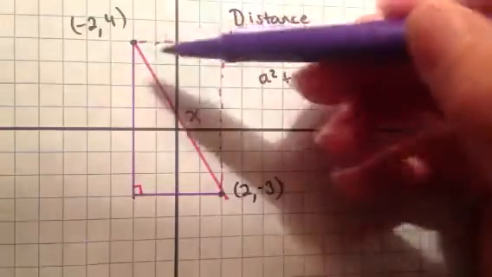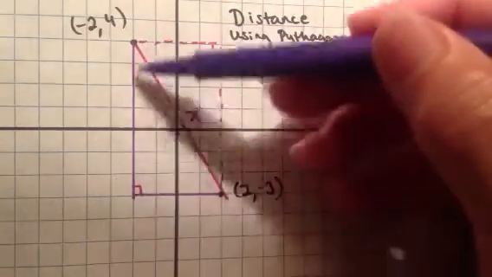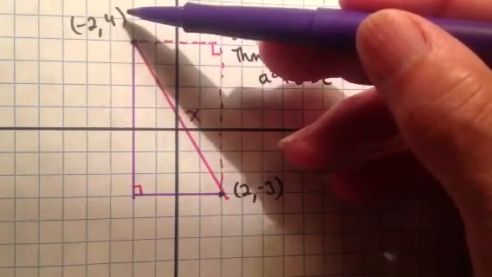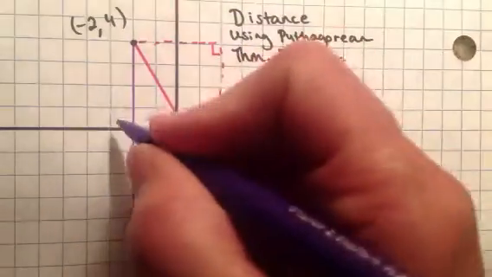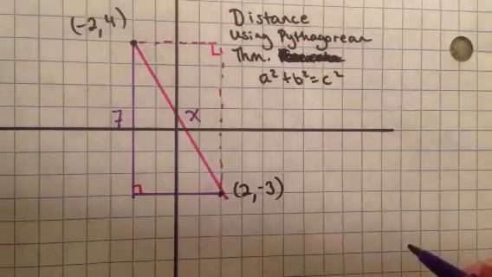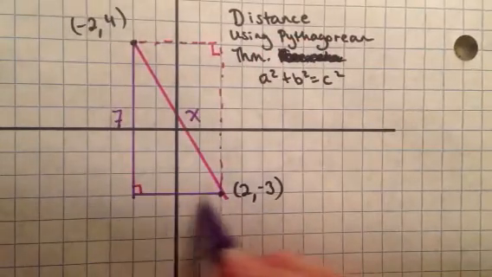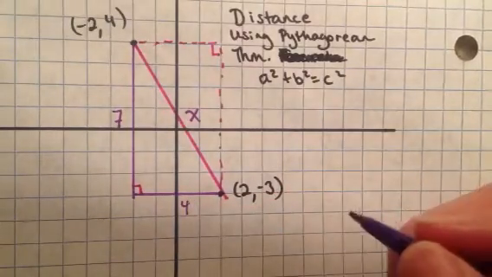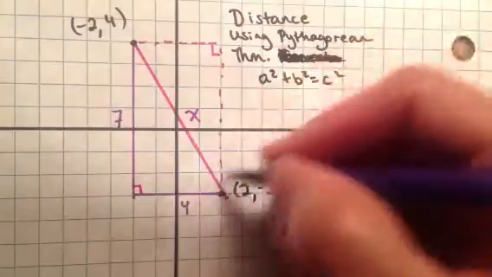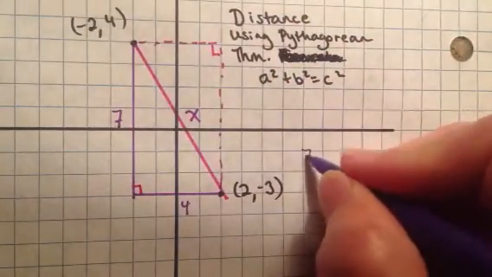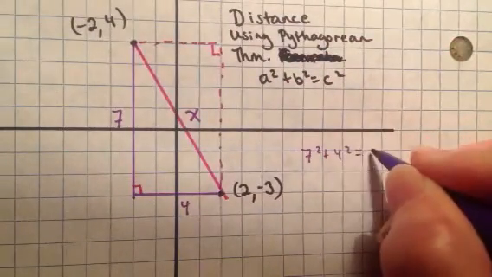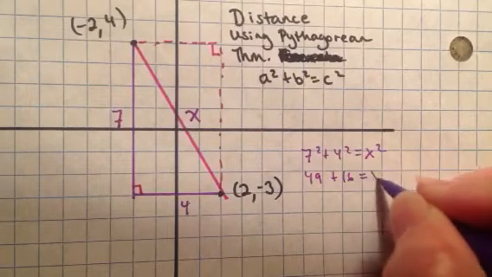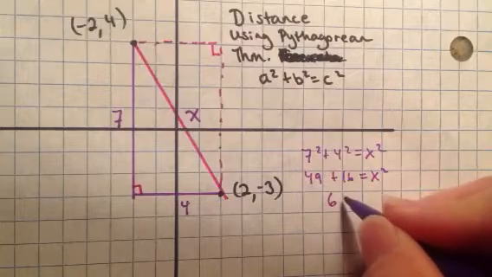So the length between, this is on my y-axis, right? The length of this first line here, that's going to be my y distance. So I'm going from positive 4 down to negative 3. So that is a distance of 7. And then on the x-axis, I'm going over from negative 2 to positive 2, and that is a distance of 4. So using the Pythagorean theorem, because that's just a right triangle, I can say 7 squared plus 4 squared equals x squared. 49 plus 16 equals x squared.